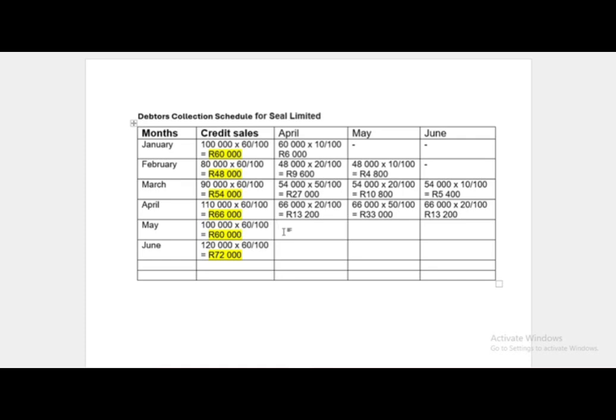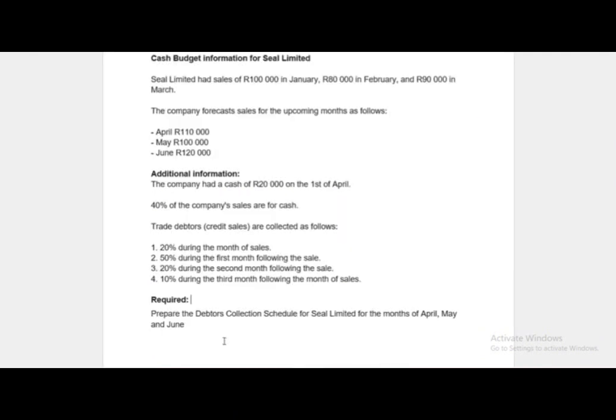So when we go to May, remember May is the month of sales, right? So the policy says what? Let's go back. This is how you must do it. Always go back to the policy before you do your calculations. Even if you think you know better, for you not to make mistakes, go back to the policy.